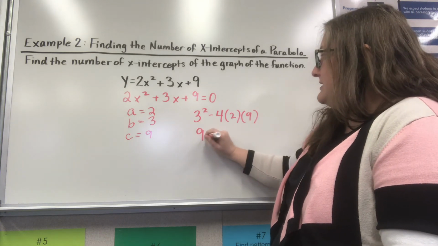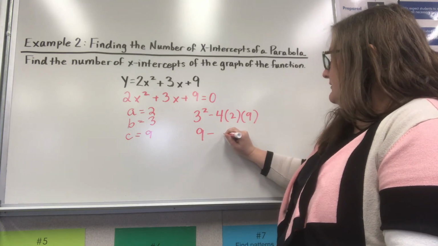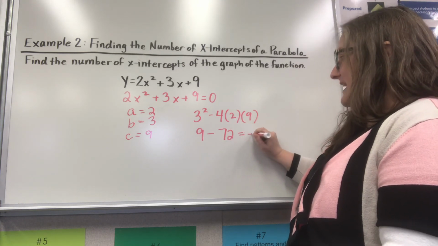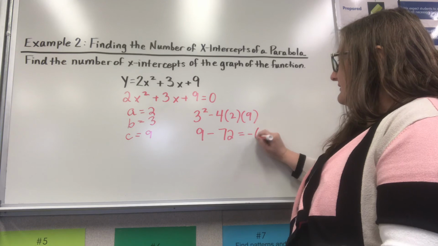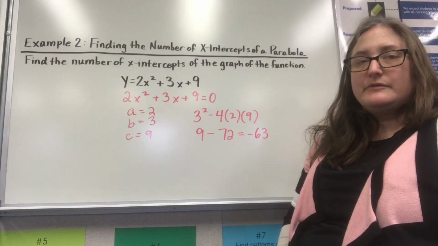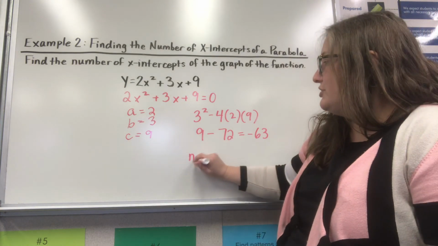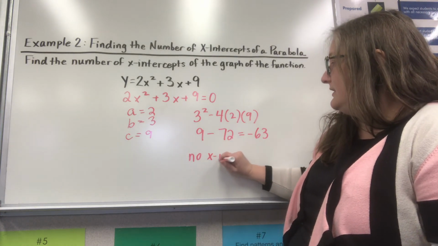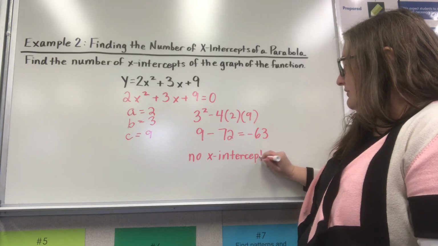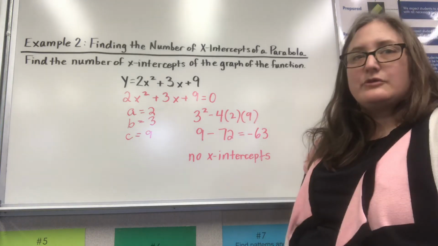So here I get 9 minus 72, which I know is going to be a negative number, -63. When I get a negative number, I can't do the square root of a negative. I'm going to have no x-intercepts here, no real solutions for this quadratic equation.